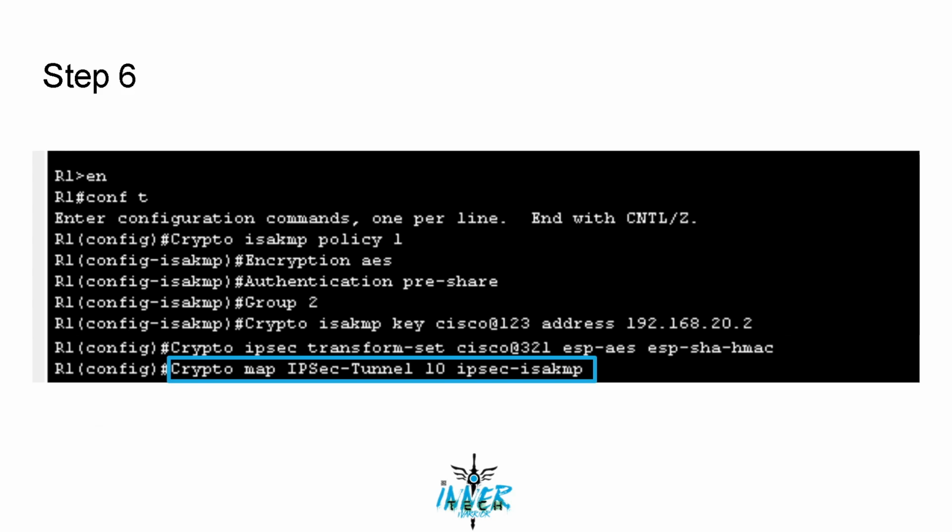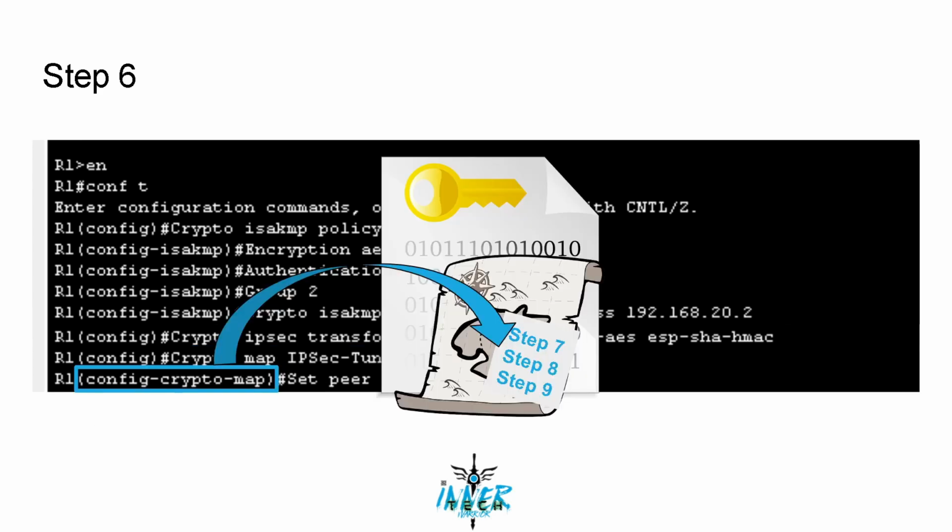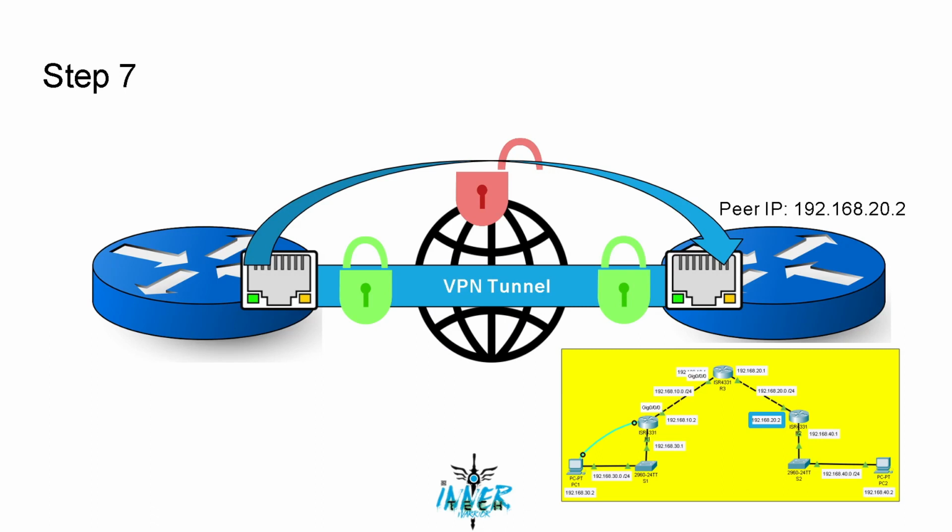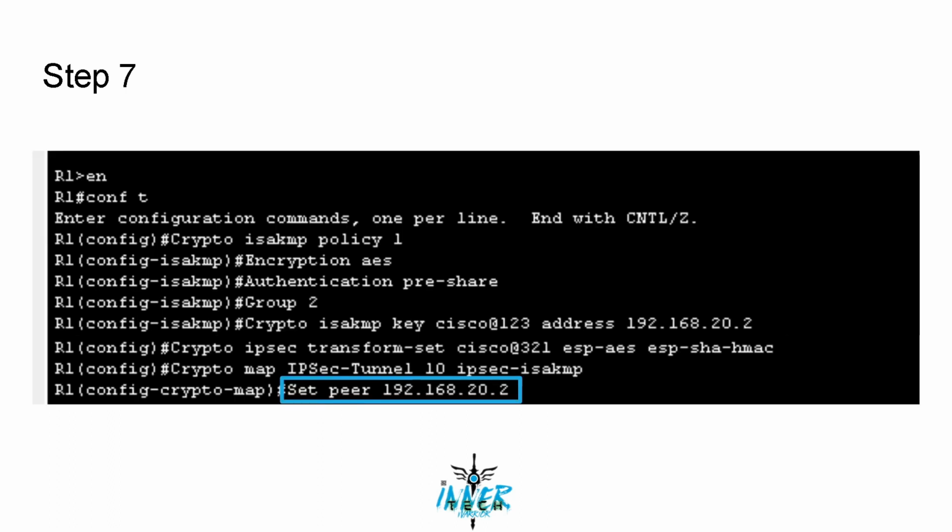We get into the crypto map configuration mode with the command crypto map IPsec-tunnel 10 IPsec-isakmp. Once inside the crypto map configuration, we can tackle steps 7, 8, and 9. Step 7 is to set the peer, which, as we stated before, was the other end of the tunnel, which was the interface on router 2 with the IP 192.168.20.2. So the command is set peer 192.168.20.2.